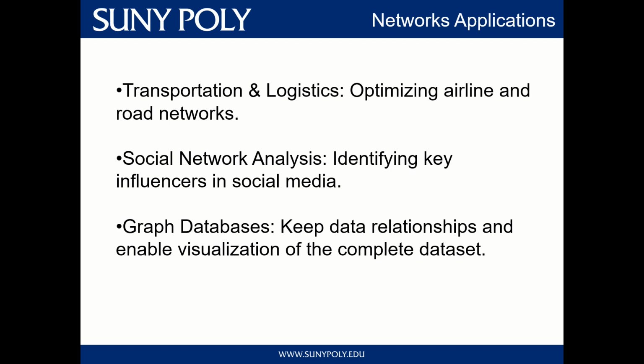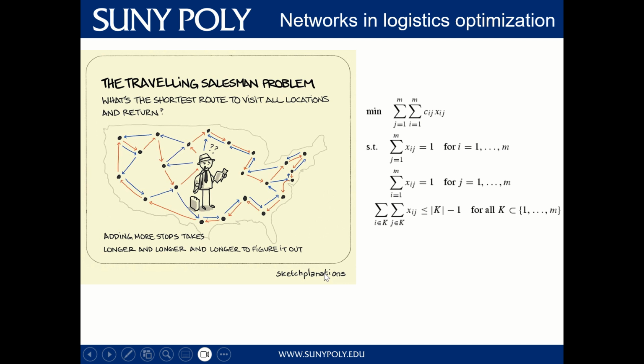Let's discuss three different applications: transportation logistics, social network analysis, and graph databases. The three of them are really big. For example, in network logistics and optimization, transportation companies and airlines use networks on a daily basis. They analyze their networks and make decisions based on their network diagrams.